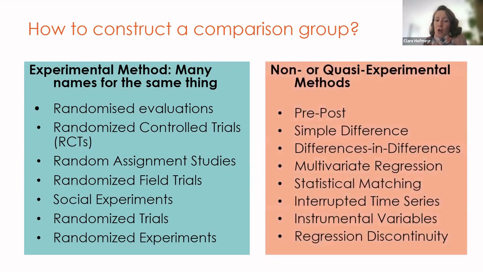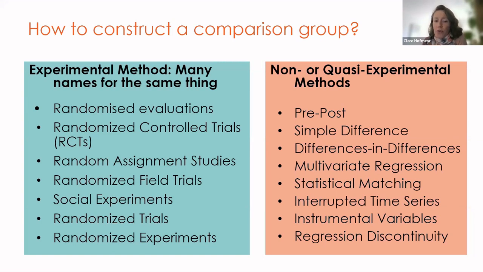There are quite a few different non or quasi-experimental methods. Quasi-experimental just means a method that tries to mimic the experimental method, but isn't truly experimental. So there are a lot of different non or quasi-experimental methods, as you can see, and I don't really have time to go into them here. But suffice it to say, each one proposes a different way to create the comparison group. For example, the comparison group can be the participants themselves before the program started, or those who were eligible for the program but did not participate, or ineligible non-participants who are matched to participants using statistical methods.